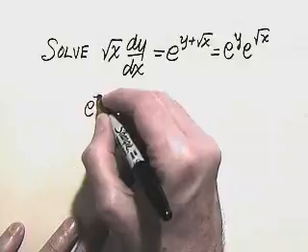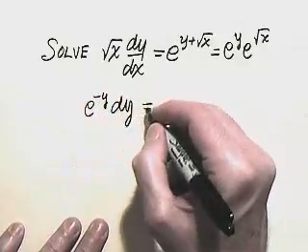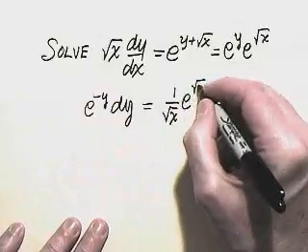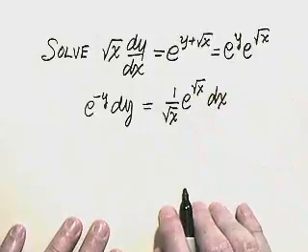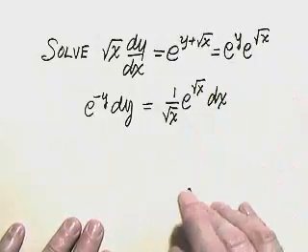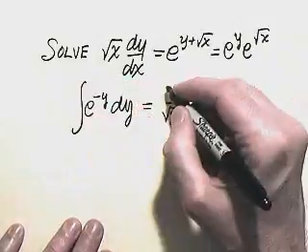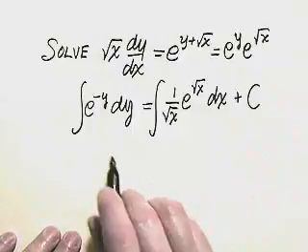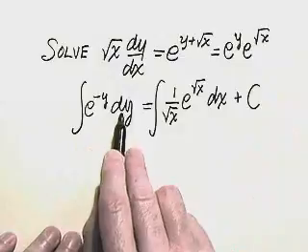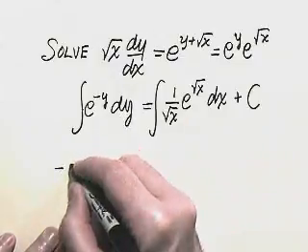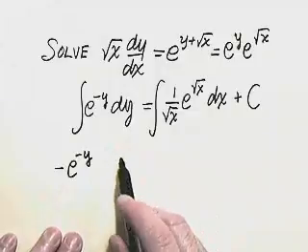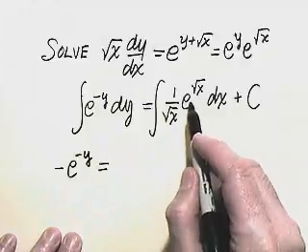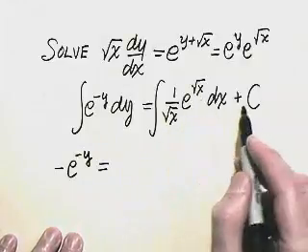And so we get e to the negative y dy equals 1 over square root x e to the square root x dx. Well, now what we want to do is integrate both sides. So I'll put in the integral symbol, and of course we'll get a constant of integration on the right. But the left-hand integration, e to the negative y dy, is certainly very easy. That's obviously just the negative of e to the negative y as an antiderivative of e to the negative y. And so that equals the antiderivative of e to the root x over root x dx plus a constant.